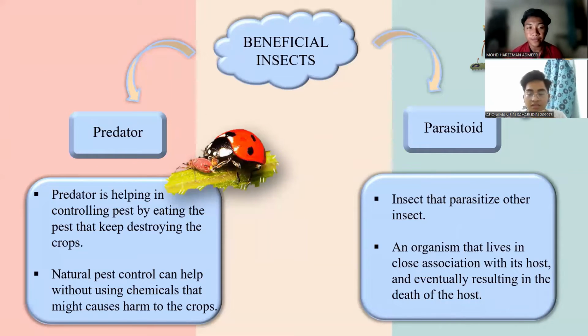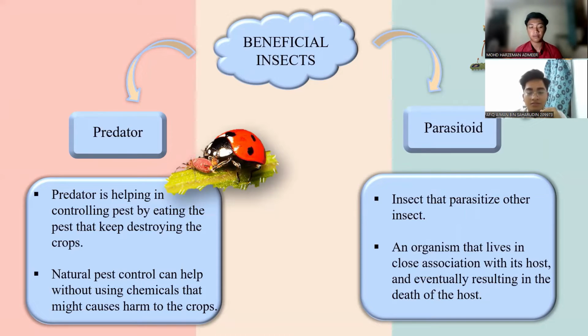For example, if the crop suffers from aphids, that small, sucking insect that damages plants and leaves. We can see the picture here: the ladybug eating the aphids, so it can control the aphid population.